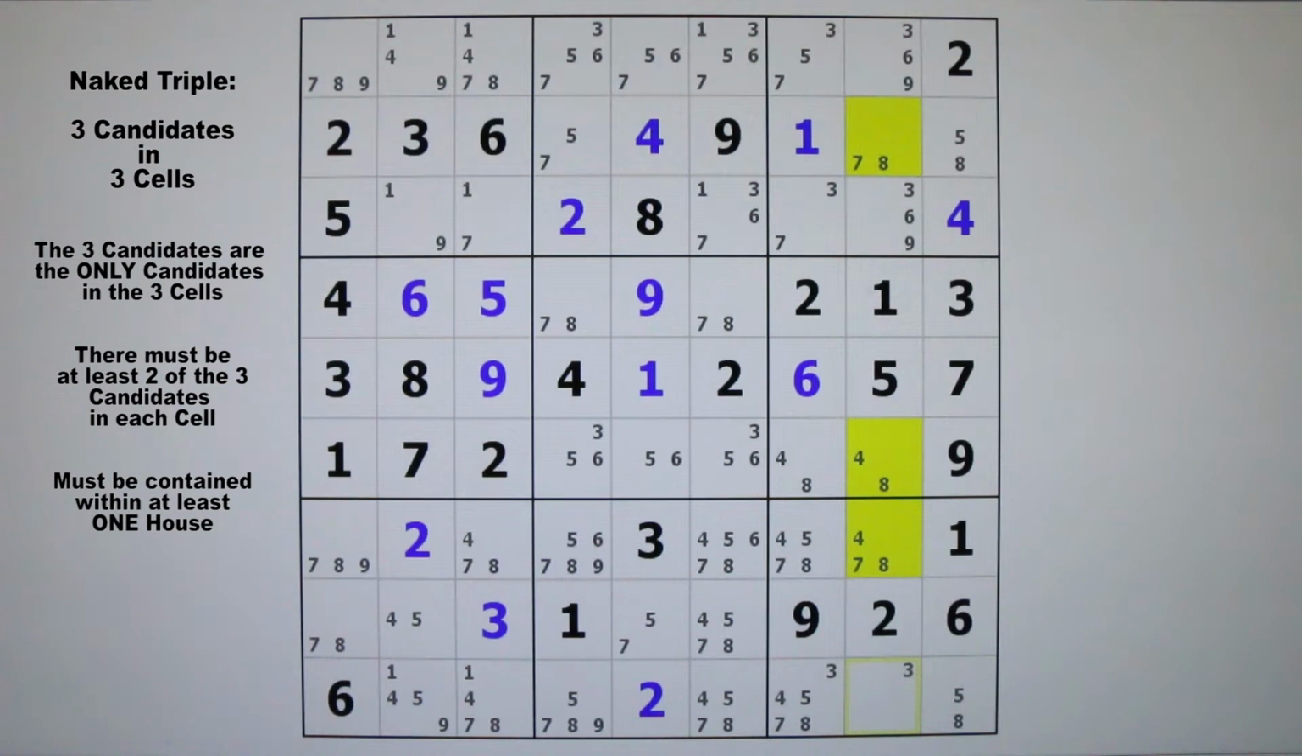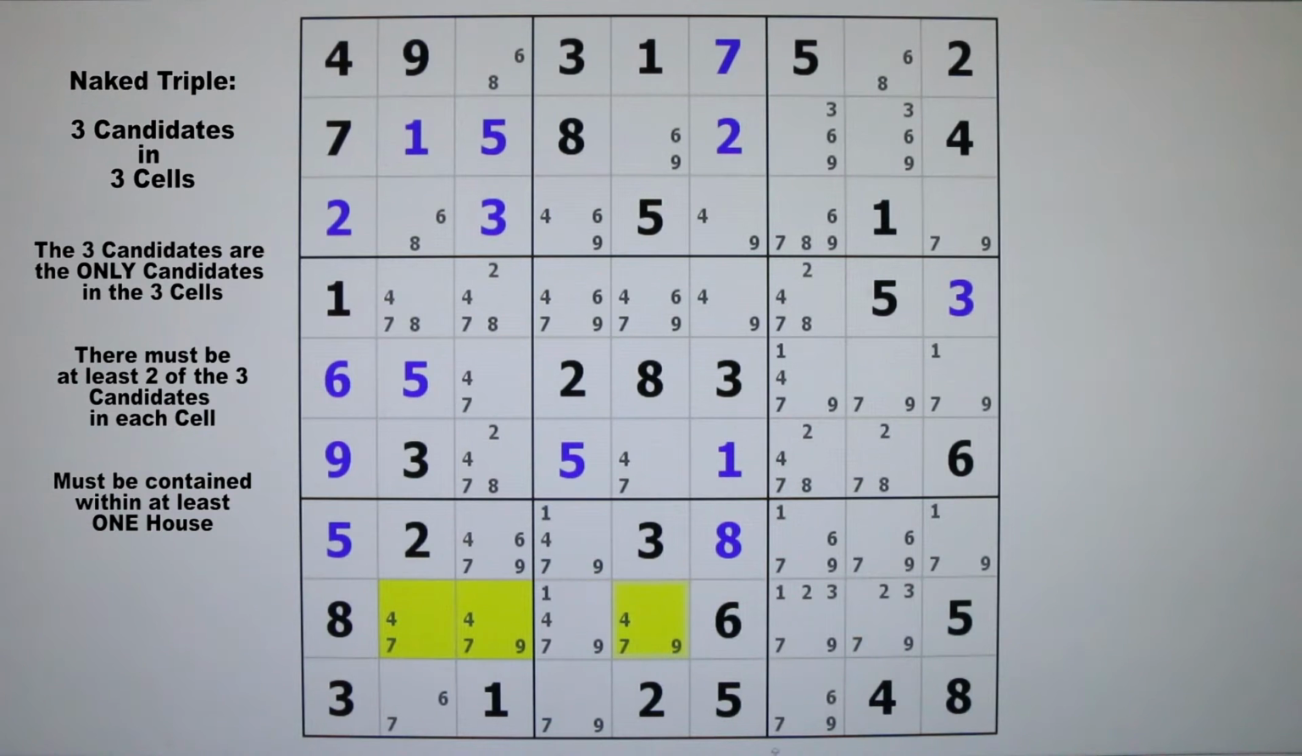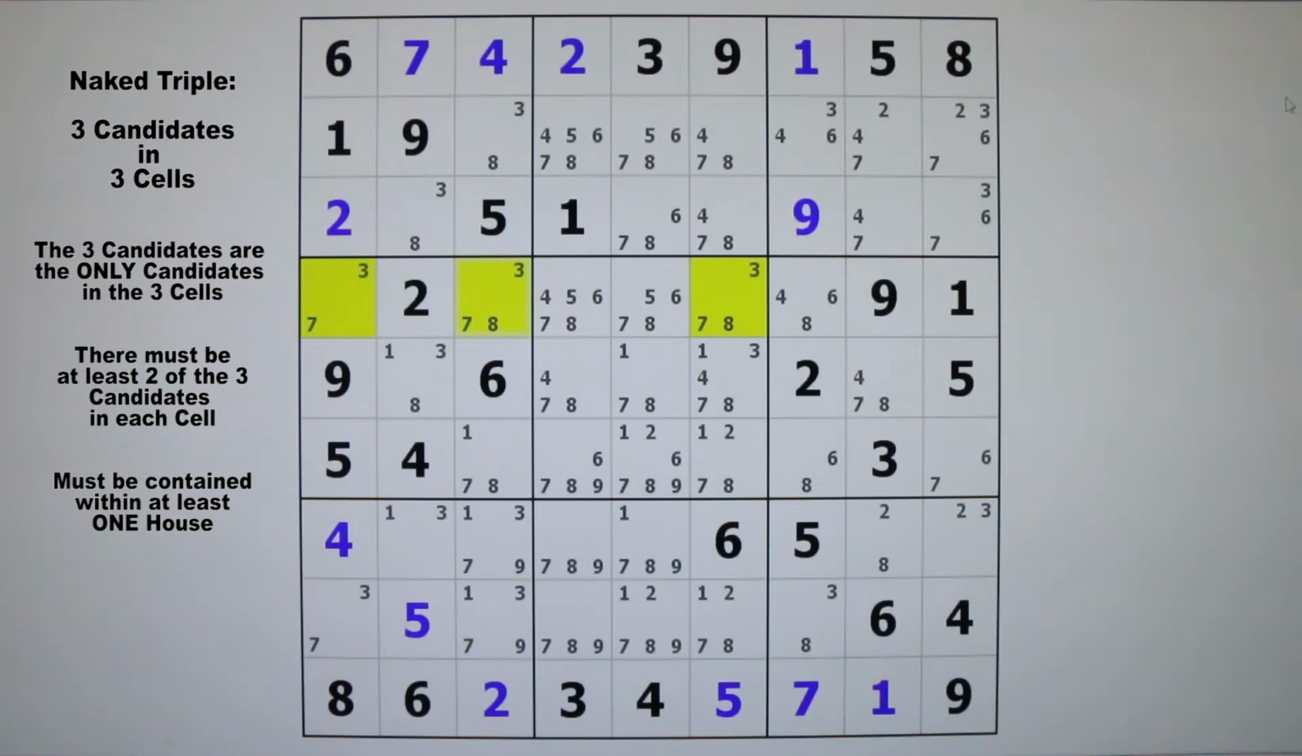Getting the hang of it? All right, next we have in row 8, 4, 7, and 9. So we can eliminate all the other 4s, 7s, and 9s out of row 8. All right, next one. In row 4, we have 7, 8, 3. So we can remove the 7s and 8s. And that's it. Now sometimes you won't find any eliminations, and sometimes you'll find only 1. But you just eliminate what you can and move on.